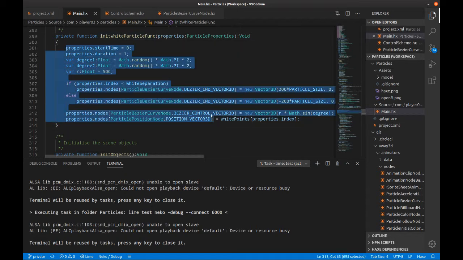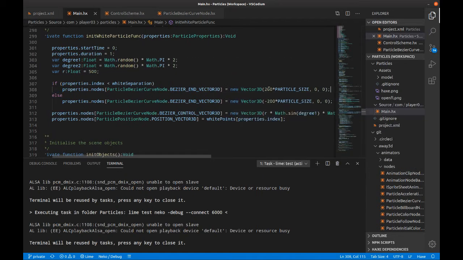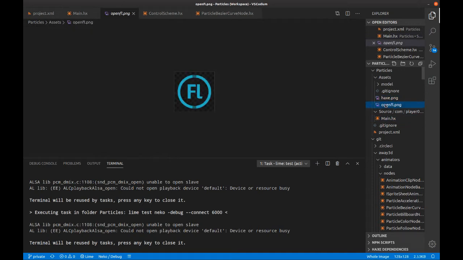Okay, all of this code is run once per particle. So each particle gets a position, a Bezier control, and a Bezier end, but it only gets one of these, one endpoint, because that's what if else means. Don't worry too much about it. I have gone through and figured out that this is just separating the one image from the other, this image from this one.